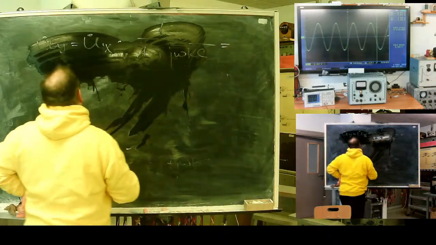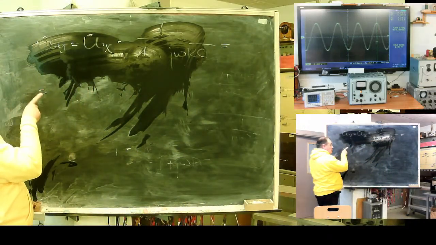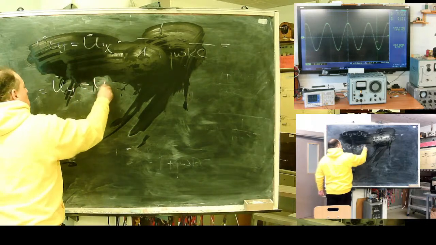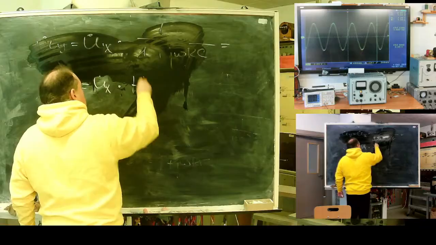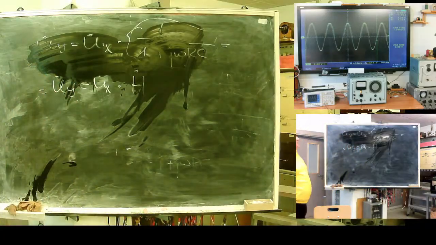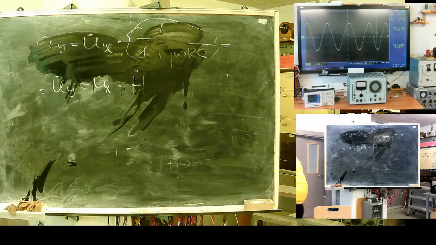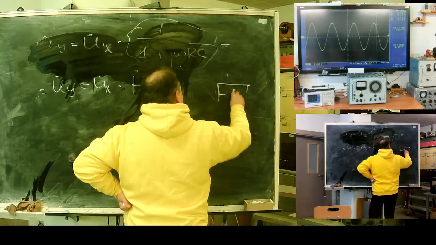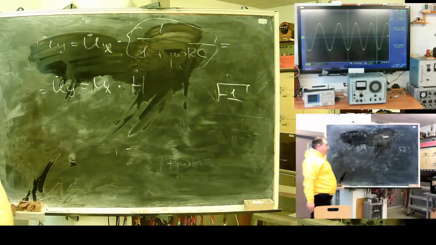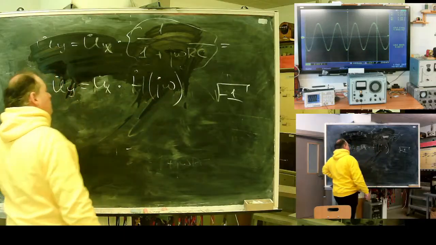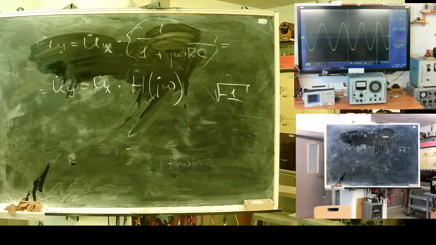I can write output voltage is input voltage multiplied by what's this? Is it dependent on voltage? No, it's only dependent on frequency. So it's a kind of function of frequency, and because I'm using this beloved square root of -1, it's complex. So it's a function of complex frequency, and it's called the transfer function.